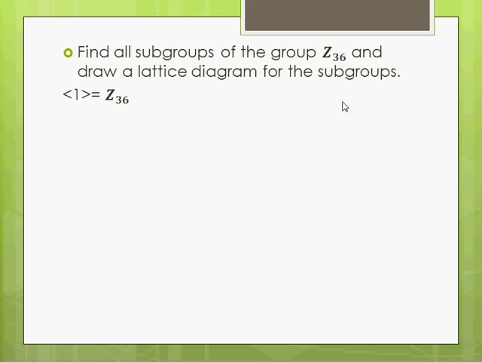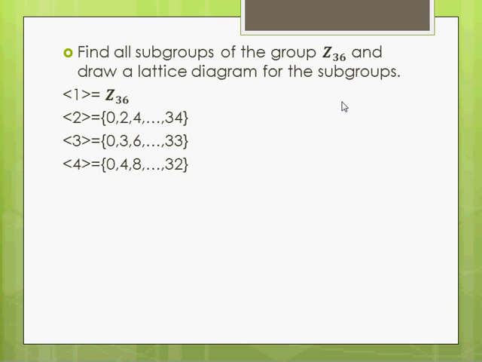So we start out with 1, and that's Z36, that's going to be the whole group. 2, it's going to be all the evens. The cyclic subgroup generated by 3: 0, 3, 6, all the multiples of 3. 4, the multiples of 4, between 0 and 36. 6.